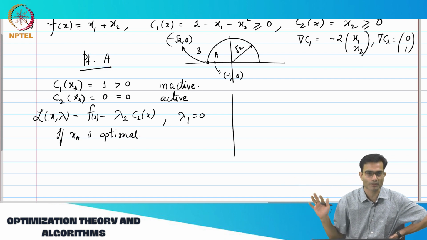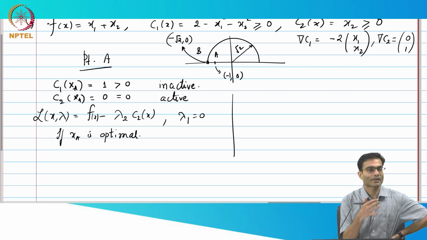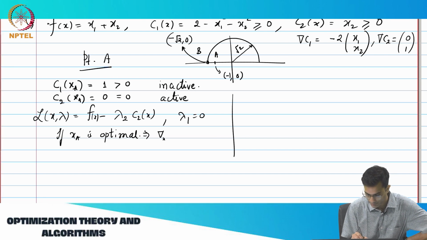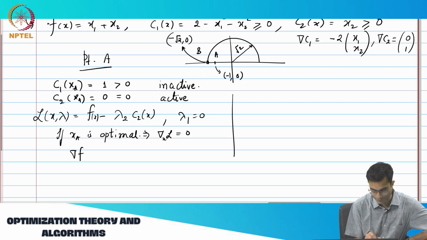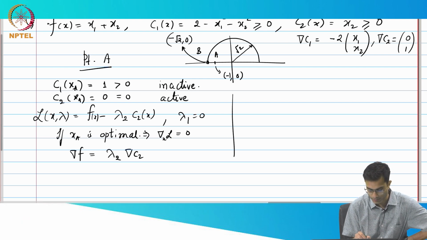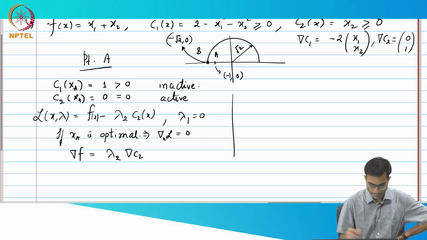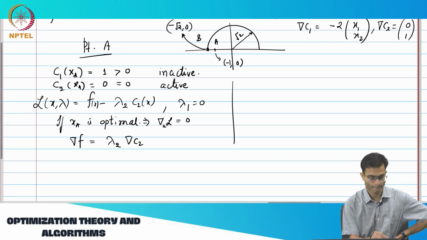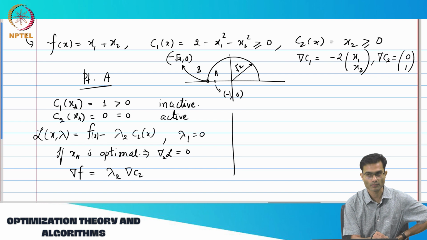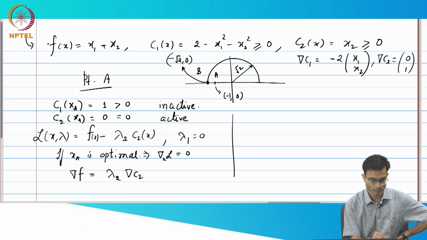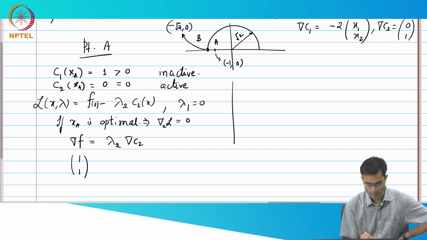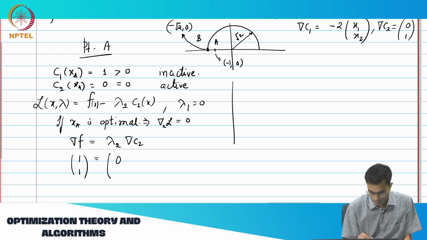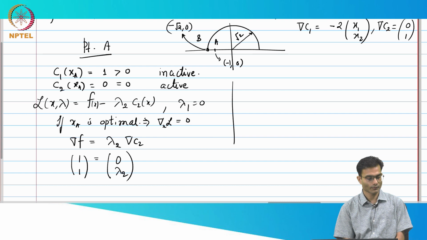Now, let us see the then part, right? If XA is optimal, we should have grad Lagrangian equal to 0, right? So let's write that grad X Lagrangian equal to 0. So, grad F must be equal to lambda 2 grad C2. This must hold true, okay? What is grad F? F is here. What is grad F? 1, 1, right? So this 1, 1 should be equal to, and grad C2 is sitting in front of us, 0, 1.